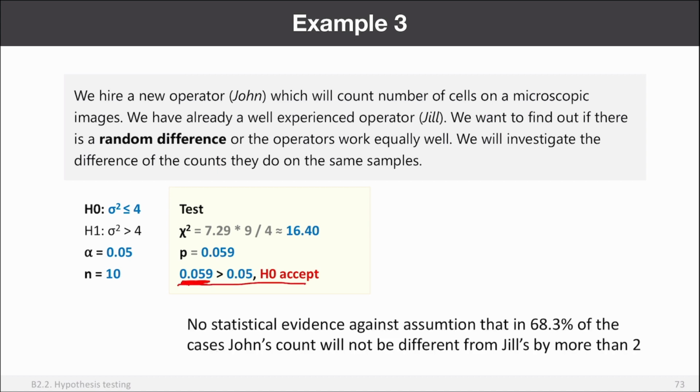Okay, so that's it. We can say that there is no statistical evidence against our null hypothesis, against our assumption that in 68.3% of the cases, John's result will not be different from Jill's result by more than 2 cells, by more than 2 counts. Okay, so you can see the procedure is very similar. The only difference is how to compute the standard score and which distribution to use. The rest is more or less the same.